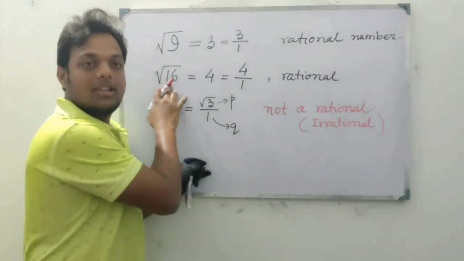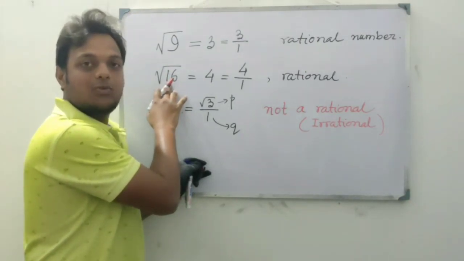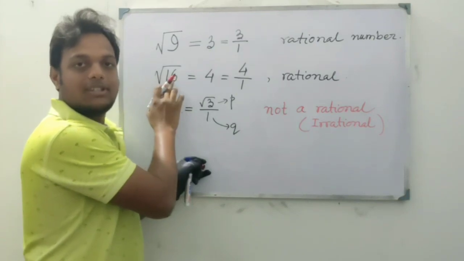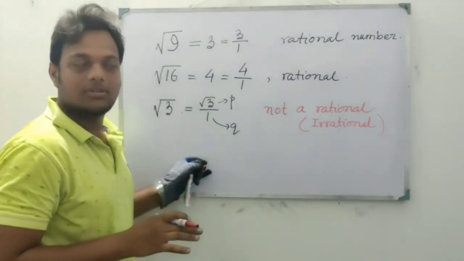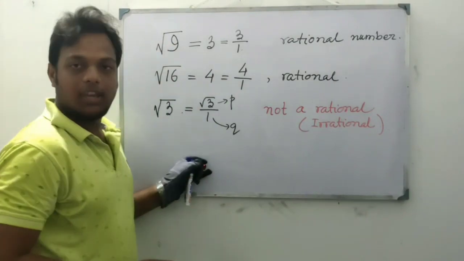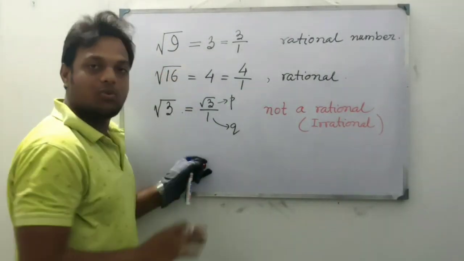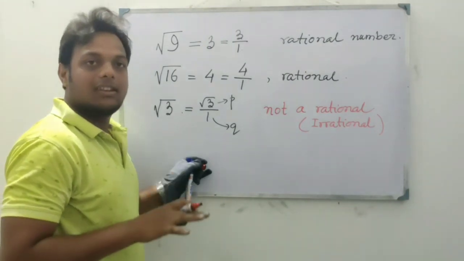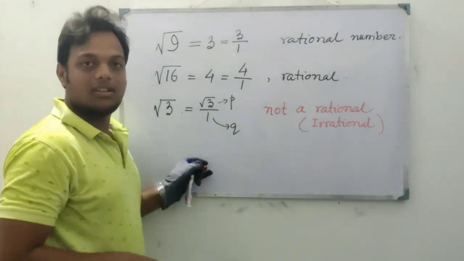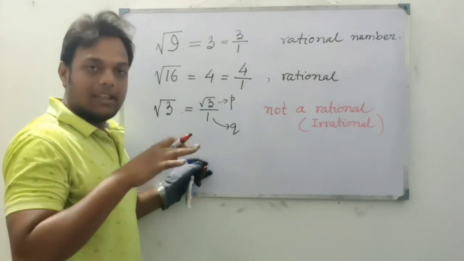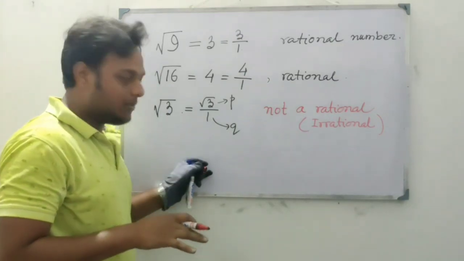Perfect square means the number which is the square of a number. Here 16 is the square of 4. Here 9 is the square of 3. So in the square root, if a perfect square number is there, then that number must be rational. And in the square root, this is a very important point.